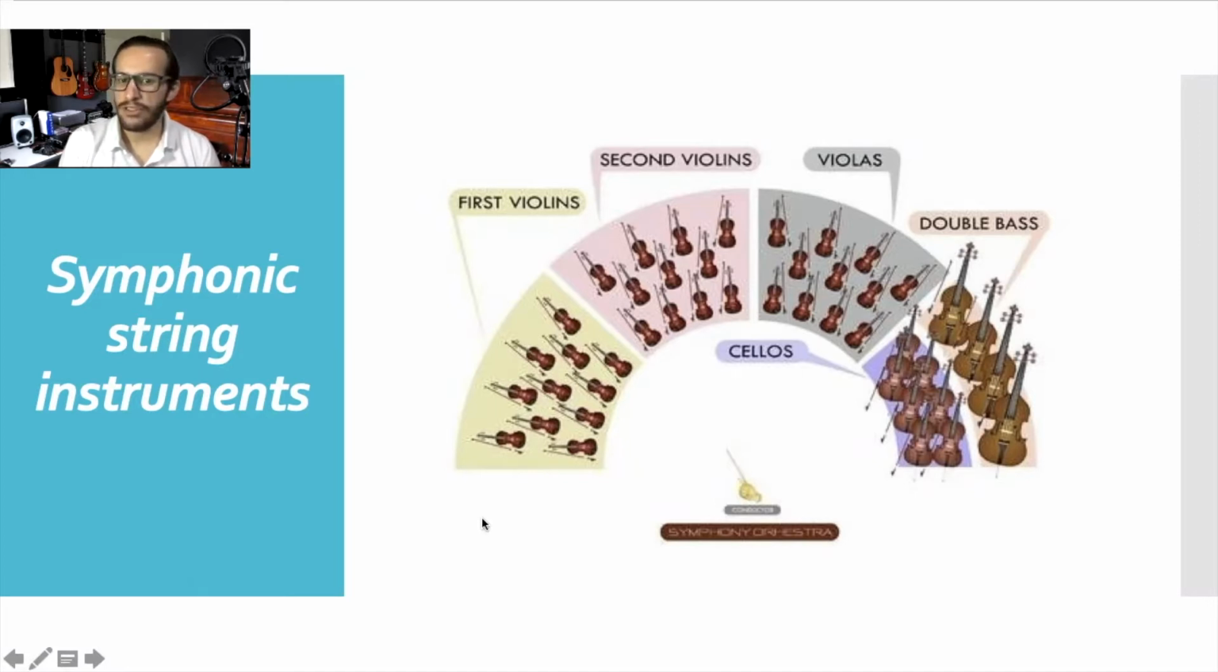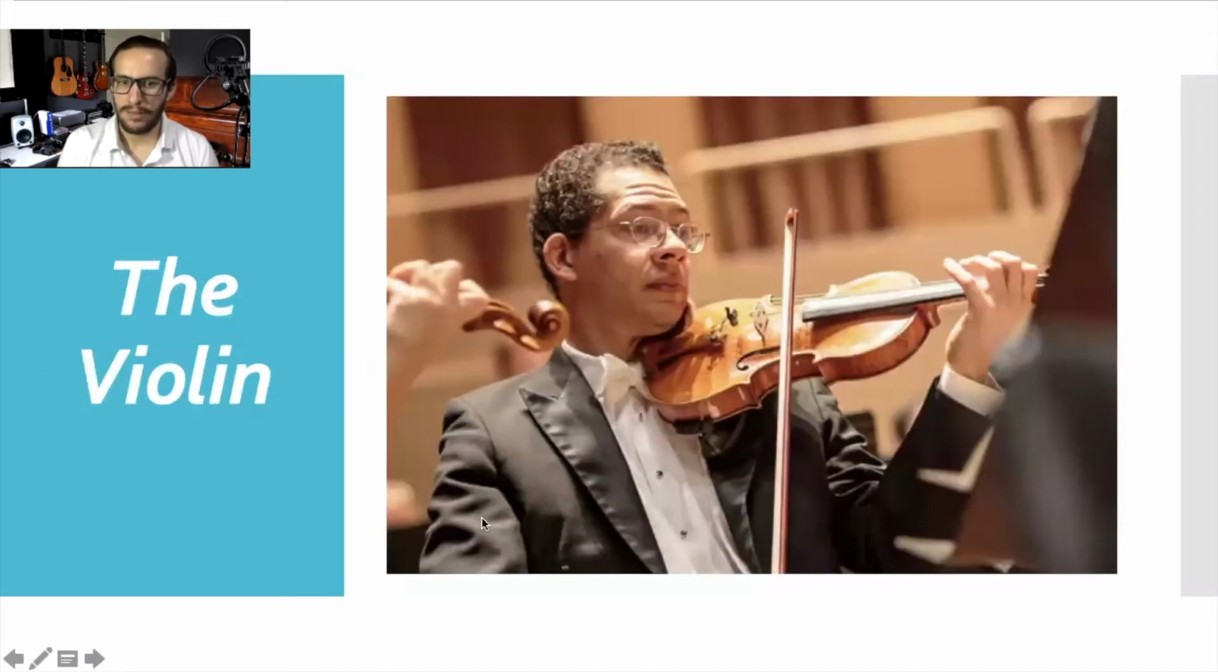So let's see the first instrument, the violin. Okay, I'm sure you have all seen the violin before. It looks like a guitar. Not quite like the guitar, but similar. The shape is very, very similar. It's made of wood, and then you have these strings right here.